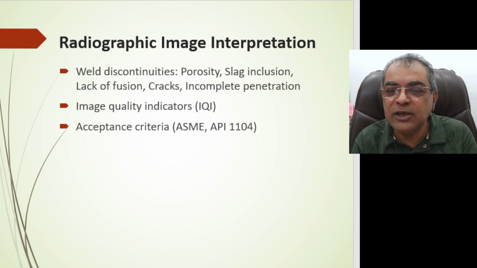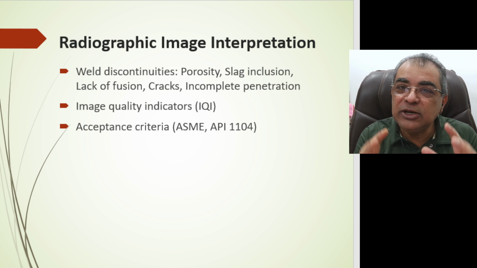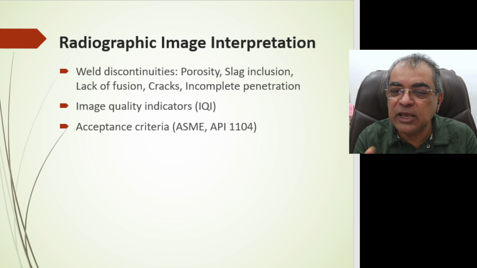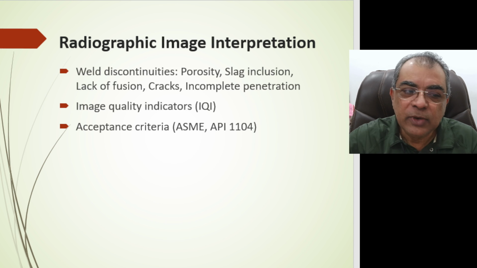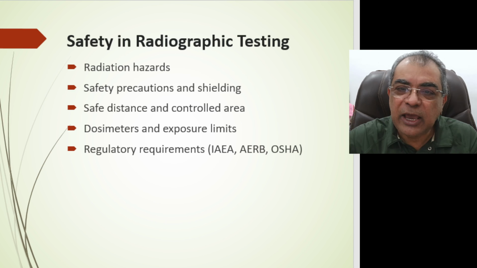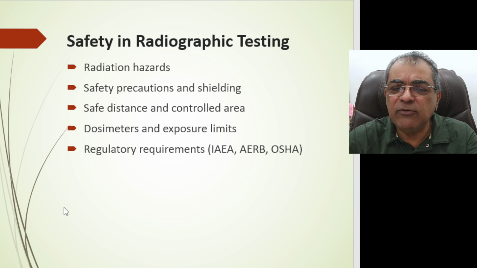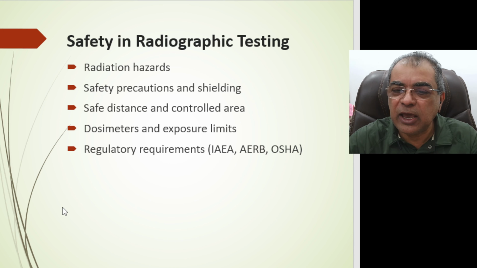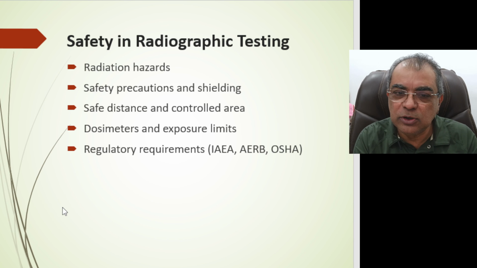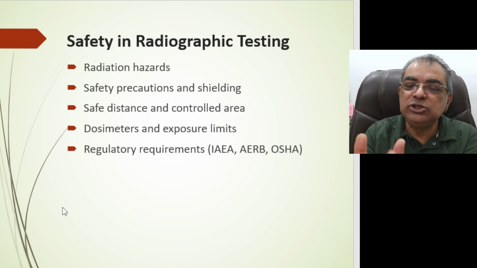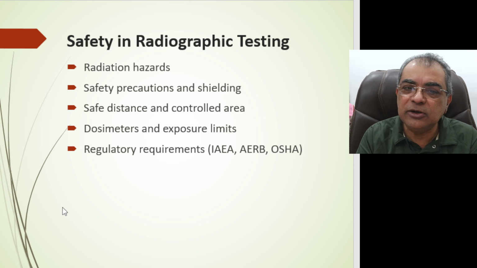Image quality indicators and acceptance criteria. What is the acceptance criteria? It is ASME and API 1104. These are the acceptance criteria. Every client has its own: Aramco has its own, PDO has its own, ADNOC has its own, IOCL has its own, but they are all based on these criteria.